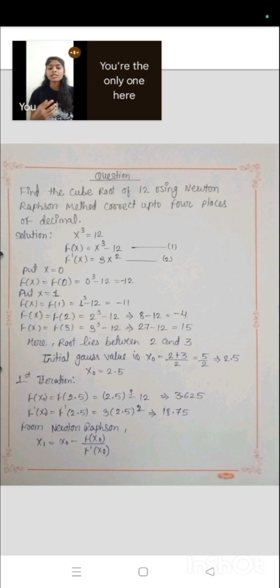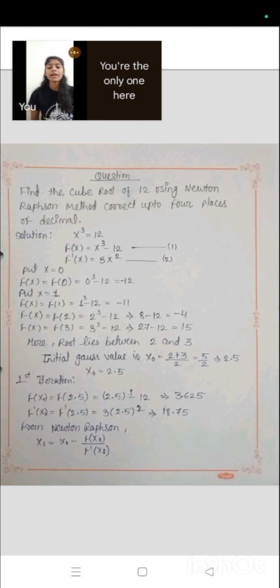Now we choose the initial guess value between 2 and 3, so 2 plus 3 divided by 2, so x0 is 2.5. Now we perform the first iteration. f of x0, putting the x0 value here, f of 2.5 is equal to 2.5 cube minus 12. When we solve this equation we get the value 3.625, and f dash of x0 is equal to f dash of 2.5, and when we solve this equation we get the value of f dash of x0 is 18.75.